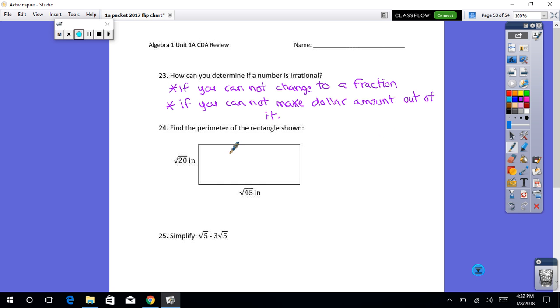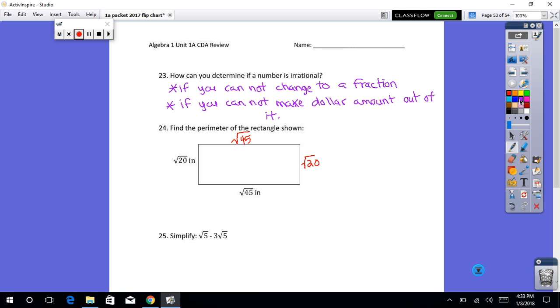All right, 24, find the perimeter. Okay, the first thing we have to do is we have to finish filling in these sides. Okay, if one side is the square root of 20, then the opposite side of that is also square root of 20. Same thing here, the square root of 45 and the square root of 45.